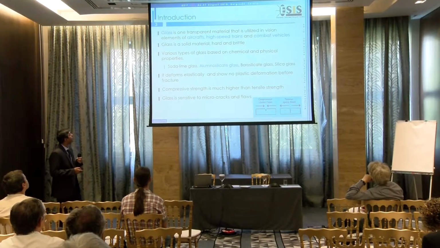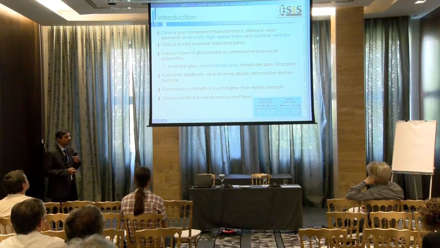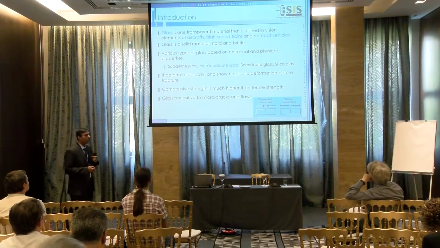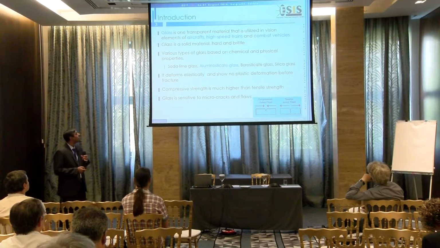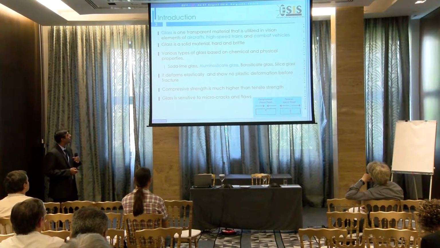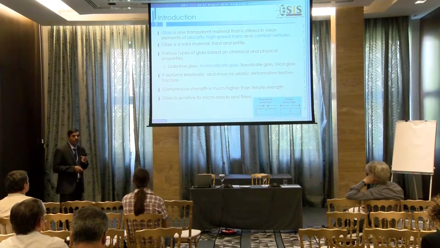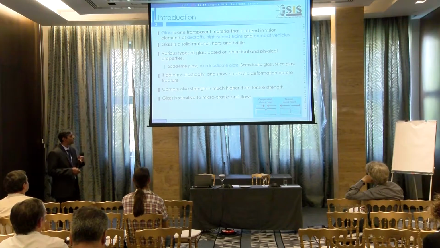So glass is one of the key components which is used as a vision element in aircraft, high-speed trains, and combat vehicles. It's hard and brittle, and on the basis of composition, various types of glass exist, namely soda-lime glass, aluminosilicate glass, and borosilicate glass, etc. Today we will just discuss the aluminosilicate glass. The compressive strength of glasses is very high compared to their tensile strength, but they are very sensitive to micro cracks and flaws.